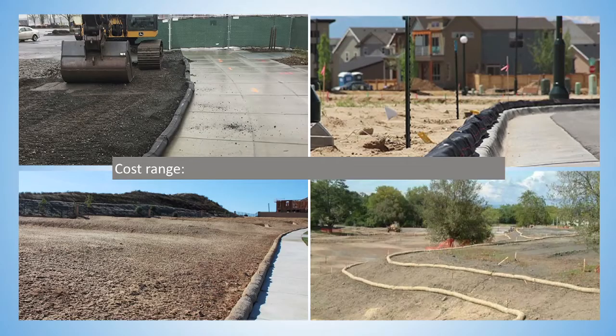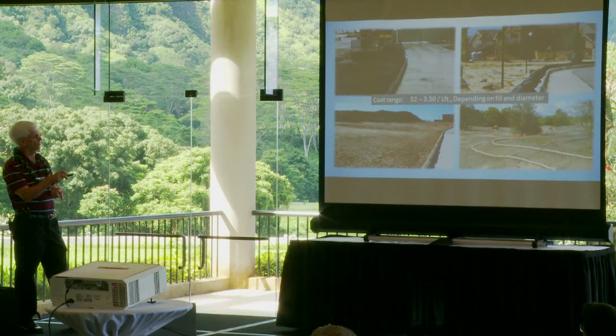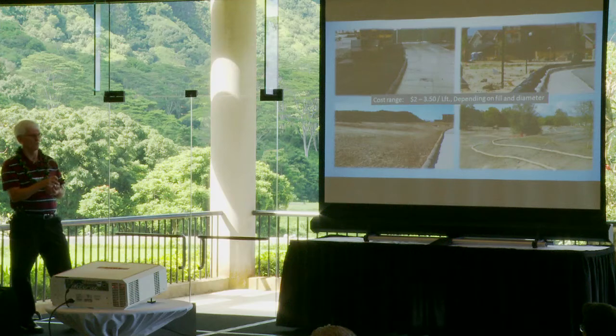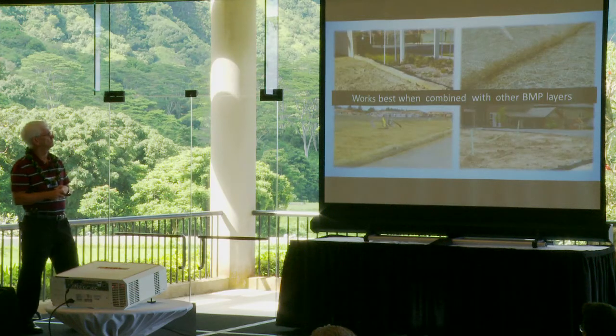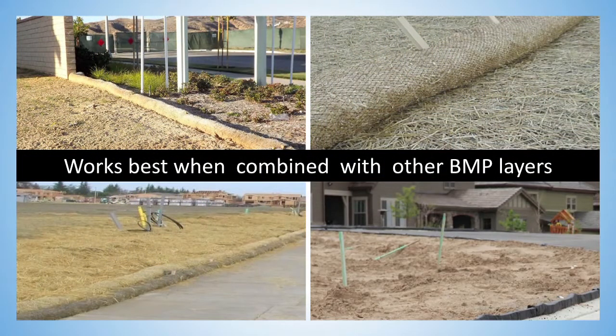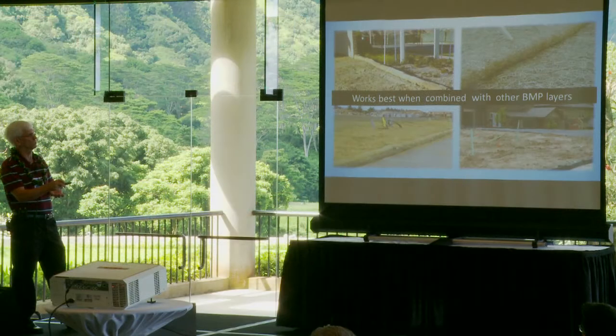Cost range for these devices can be anywhere from $2 to $3.50 per linear foot, depending on the fill and what diameter you're going to use. When you combine these with other controls, again, here's some with hydro mulch on it, now I have a good effective control device. Here they are being used as flow interrupters to slow things down on a slope, as opposed to only having it at the bottom. Again, just emphasizing what I just said. With some hydro mulch, with straw alone, this is the weakest one here. These are stronger.